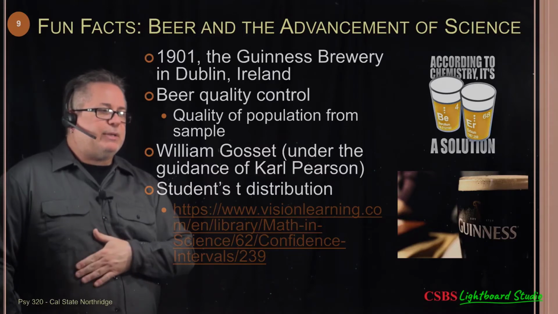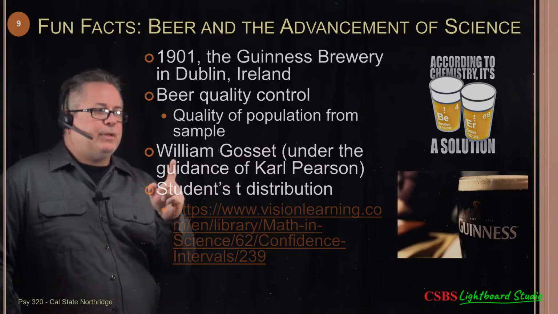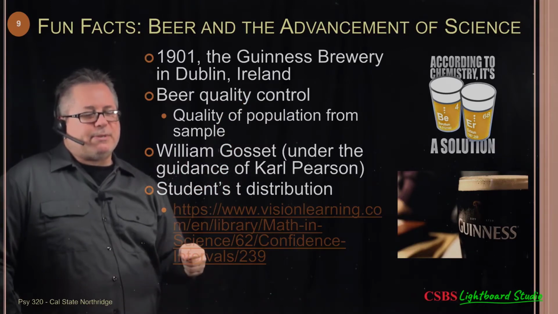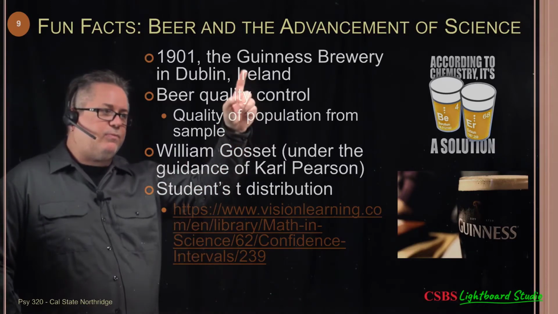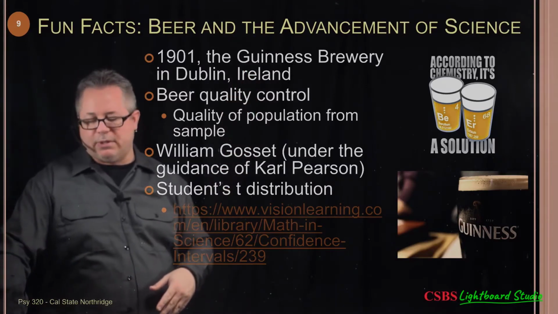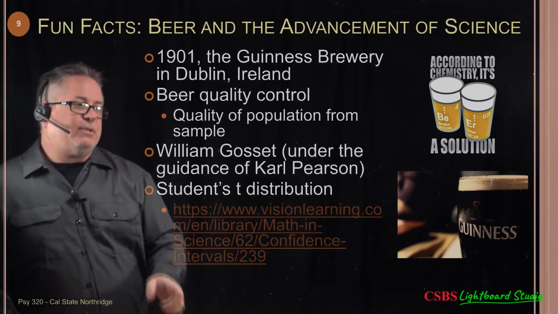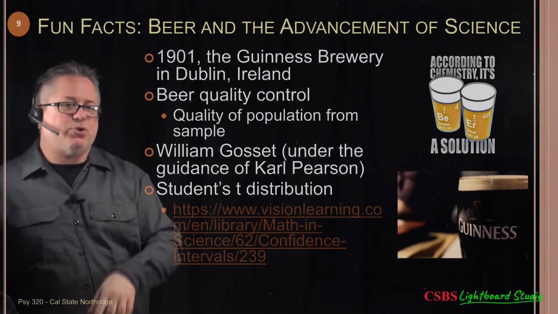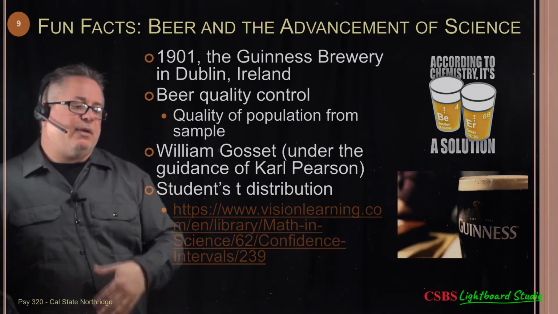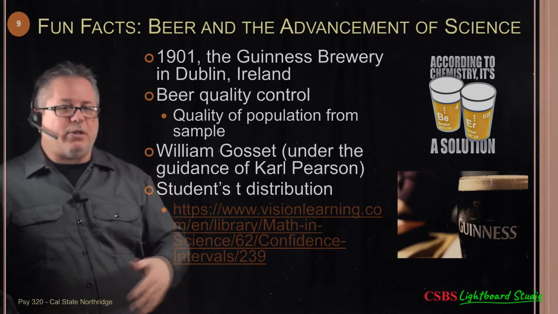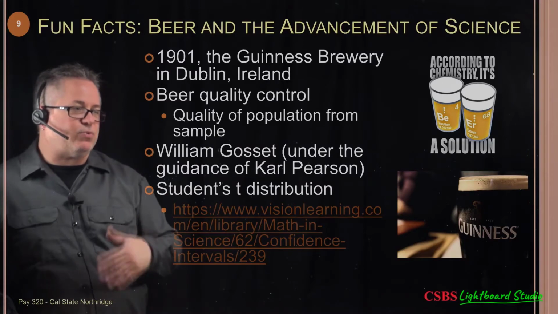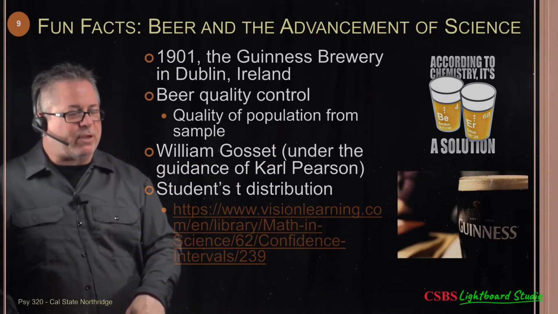The reason why is that William Gossett was working for Guinness, and if he had tried to publish it, Guinness likely would have stopped him and kept it proprietary to the Guinness Brewery. So instead, he published it anonymously to a journal under the name Student, and it got out there to everybody, so other people can use this method to adjust for sample size and other things when trying to assess samples from populations.